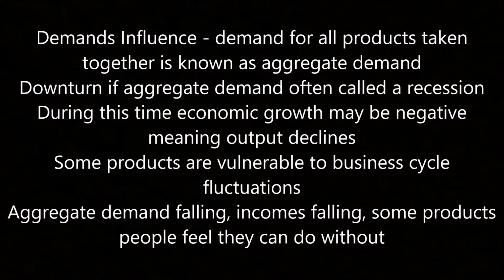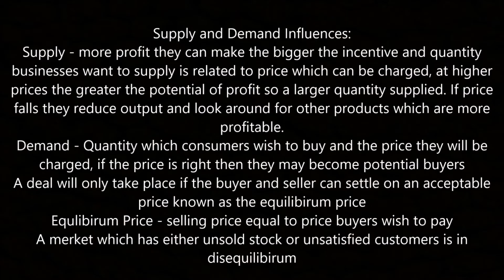Demand influence is the demand for all products taken together, also known as the aggregate demand. If there's a downturn in aggregate demand, it's called a recession. During this time, economic growth may be negative, meaning output declines. Some products are vulnerable to business cycle fluctuations. With aggregate demand falling, incomes are falling, and there are some products consumers feel they can do without.